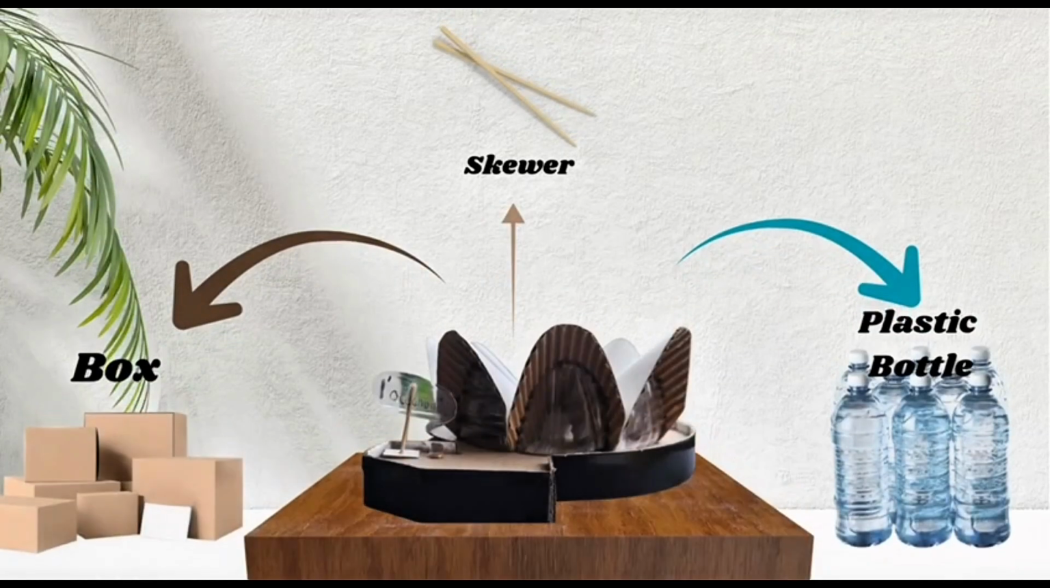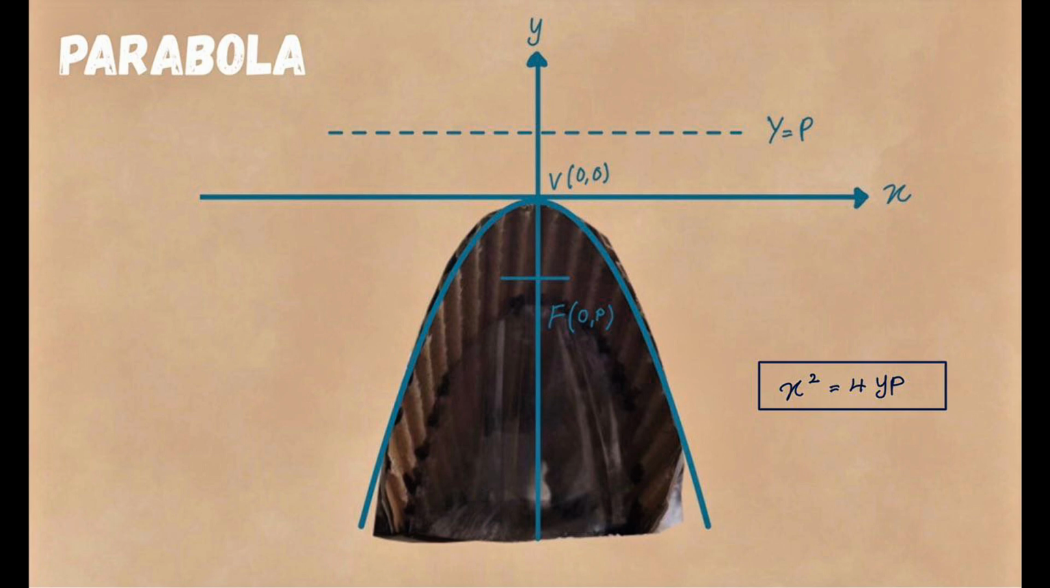The elements that we use to make this model are box, skewer and plastic bottle. A parabola is the set of all points that are equidistant from a fixed point, which is the focus point, and a fixed line. V is the vertex, labeled with the coordinate (0, 0). The vertex is the turning point of the parabola.